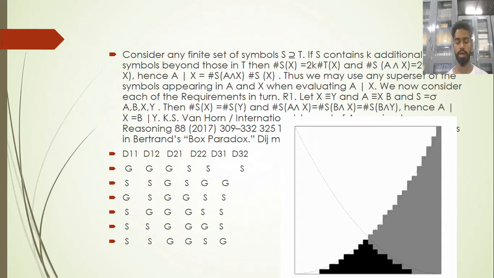So using all these values of the proofs which are already existing, we are proving that X equals X belongs to Y, in the case of Van Horn's internal reasoning, which is taken from Bertrand's box paradox, which is here. Here we have D11, D12, D21, D22, D31 and D32, which gives us, as per the given data, the output GGG and SSS, SSG, SGG, GS, GG, SS, SGGG, SS, SSS, GGG, SSS, GGG, SG. And we have the graph showing how the prediction goes.